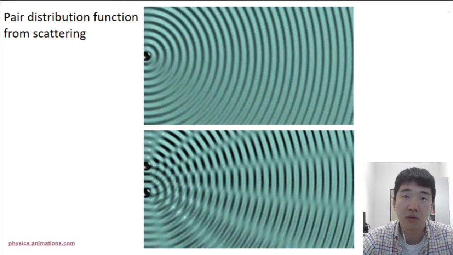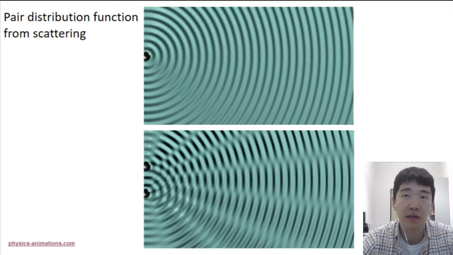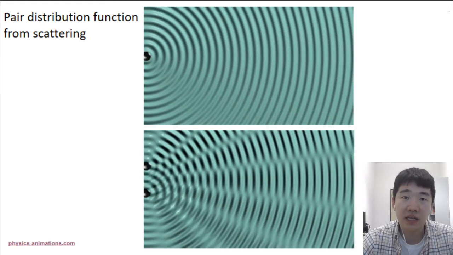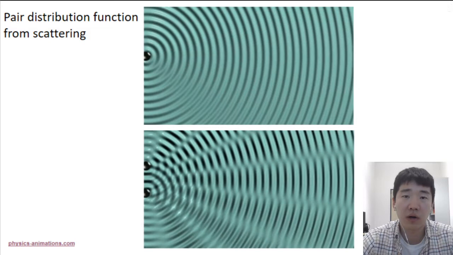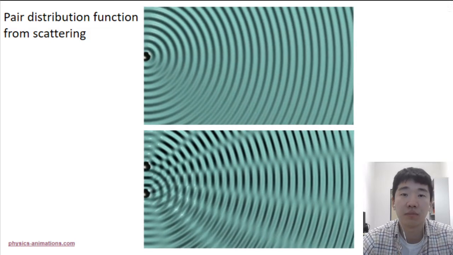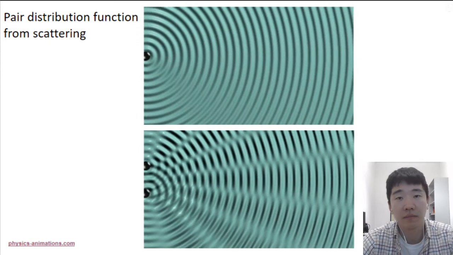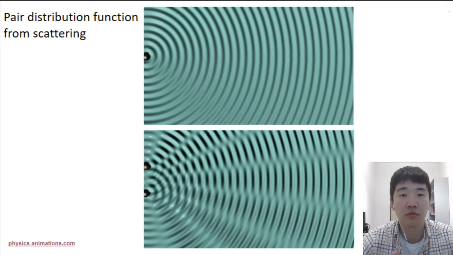They know the concept of the PDF. But if I ask a little more deeply, like what is the basis of the calculation of the PDF from scattered data, like a diffraction pattern, then they have quite no idea. Many of them have no idea how to actually calculate it.